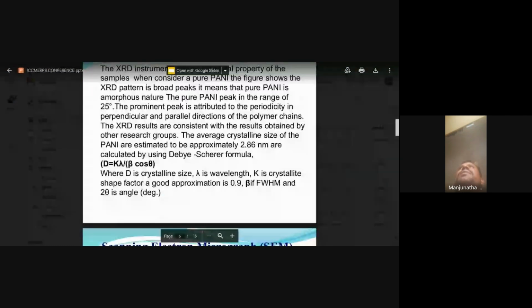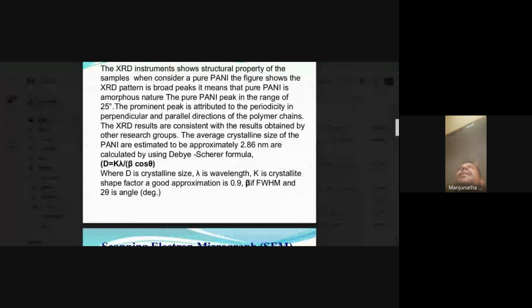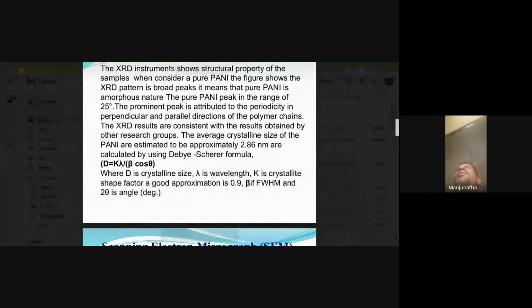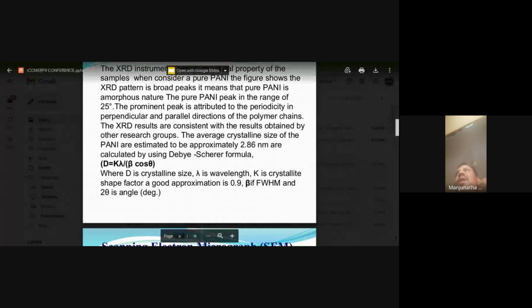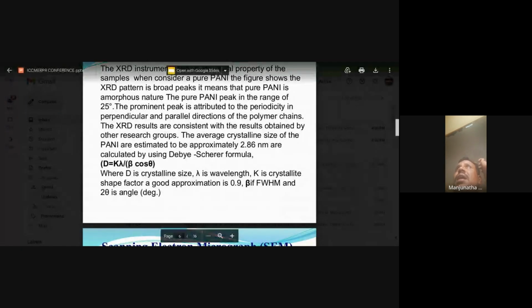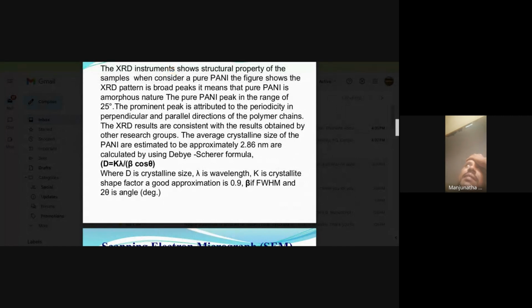and pure Pani peaks in the range of 25 degrees. See, like this, 25 degrees. The XRD results are consistent with the results obtained by other research groups. The average crystalline size of the Pani is estimated to be approximately 2.86 nanometers, calculated by using the Debye-Scherrer formula.